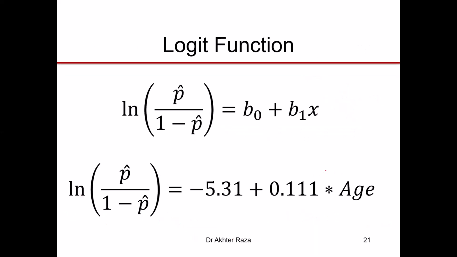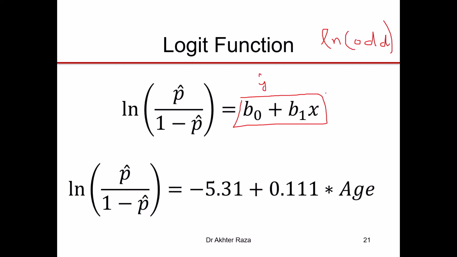Now we convert into the Logit function. Logit function is simply ln odds. This is your odds: probability of success divided by the probability of failure. It is equal to y cap. The very interesting part of the Logit function is that it is equal to the y cap.